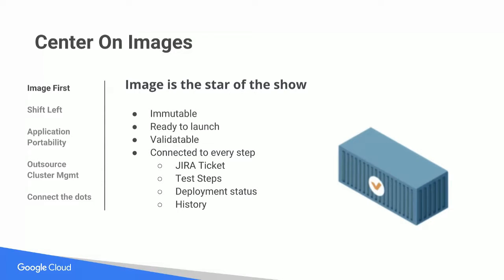So if you think about it, when you create an image, it should be immutable. It should not change after you create it, and it should be ready to launch at any moment, right? It should have everything that it already needs.